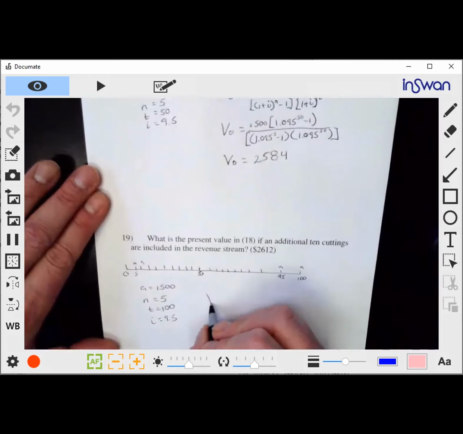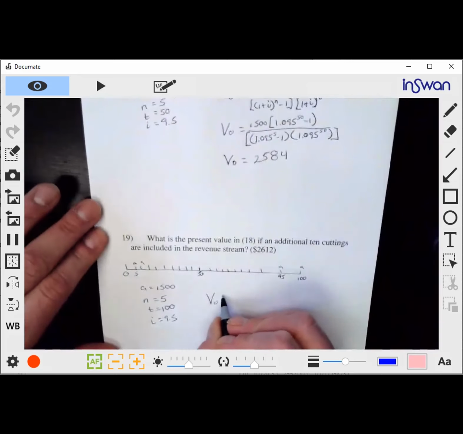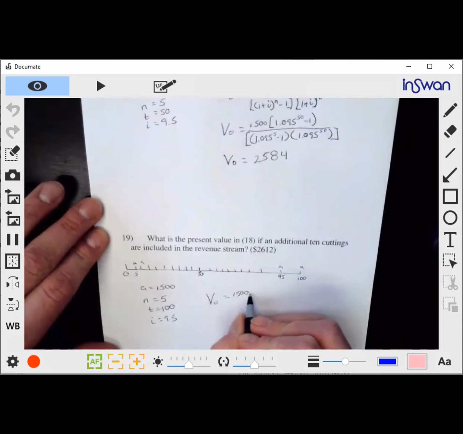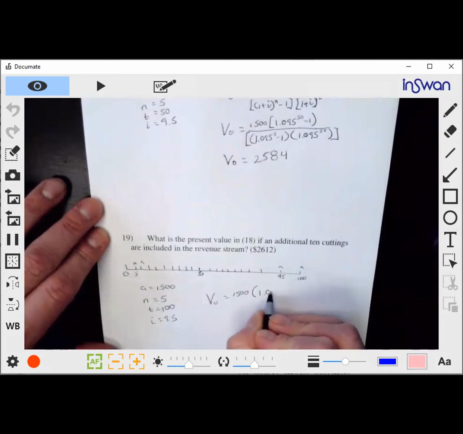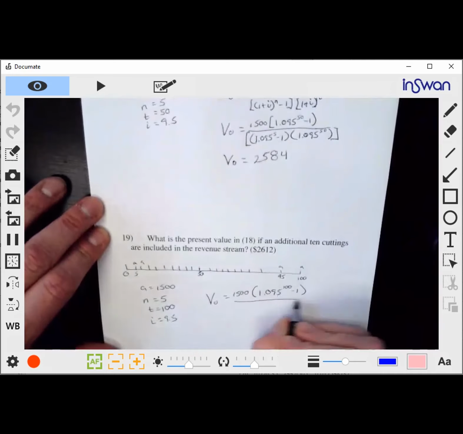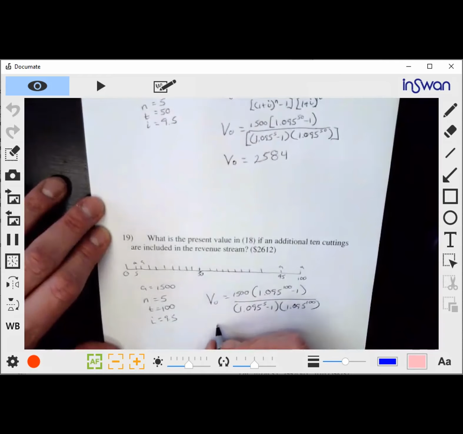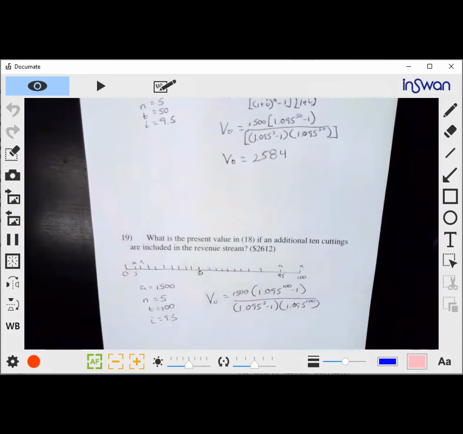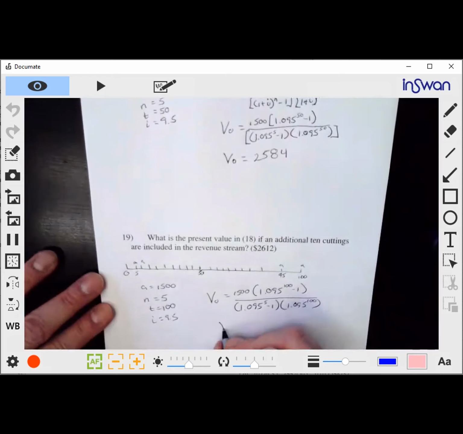So if I'm going to plug that in here, right, V0 is going to equal 1500, 1.095 to the 100 minus 1, all of that over 1.095 to the 5 minus 1 times 1.095 to the 100. Okay, if I do that, I should get 2612.